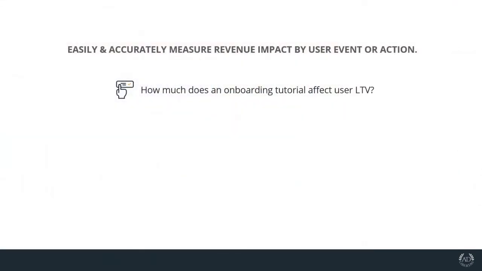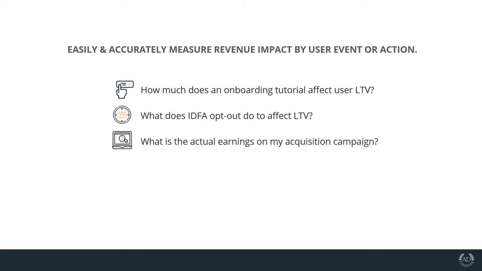Audience reporting is a sophisticated tool that allows app developers to measure revenue impact of specific user events, actions, or groups of actions. For instance, how much does an onboarding tutorial affect LTV? What does IDFA opt-out do to LTV? What are the actual earnings, not estimated or aggregated, the actual earnings of an acquisition campaign? What is the actual revenue of the A and B variants of an A/B test?